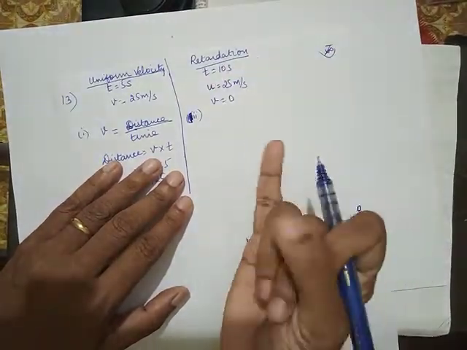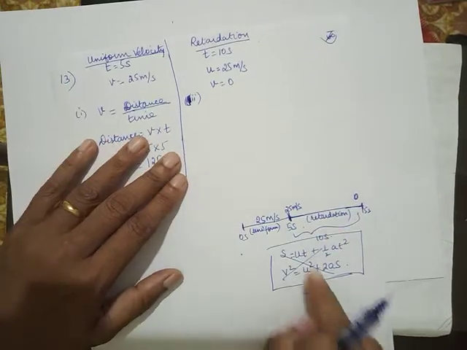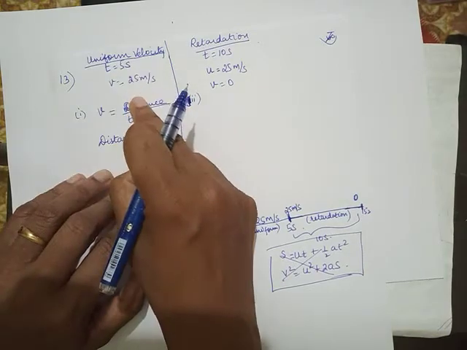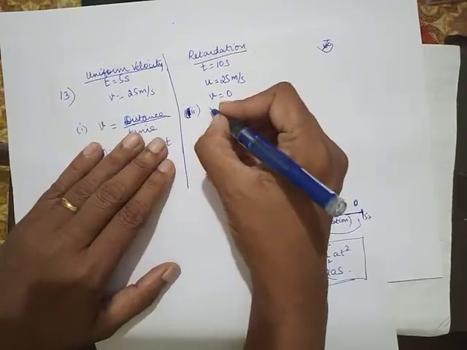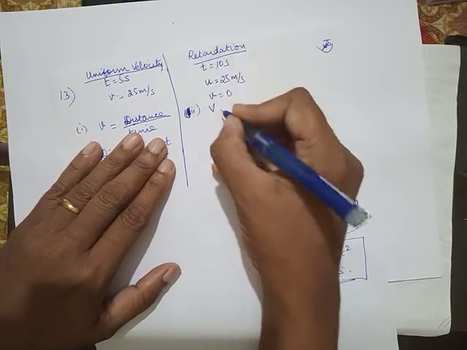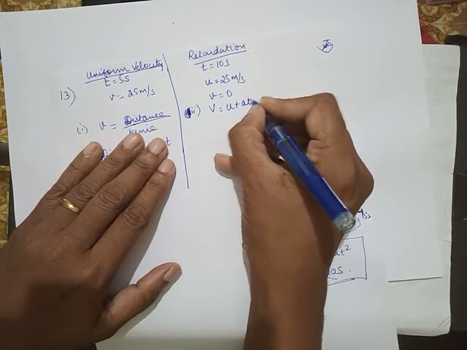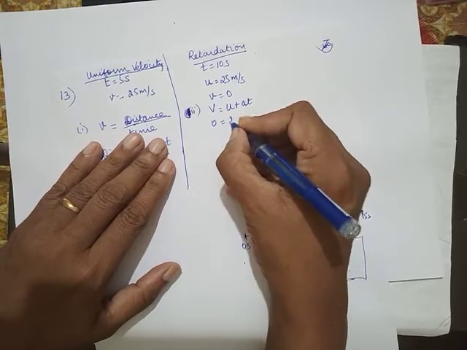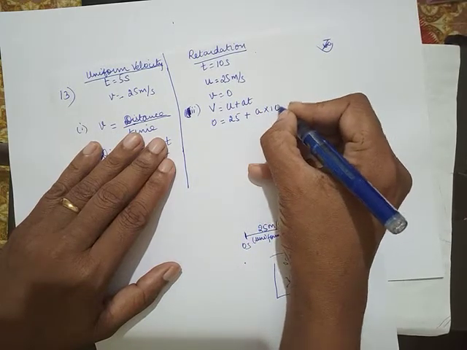If it is undergoing acceleration or retardation, then I can use these equations of motion. If it is moving with uniform velocity, there is no need to use equations of motion. So we know v, u and t, we have to find a first. Okay, so v is equal to u plus at. That's our first equation. 0 is equal to 25 plus a into 10.